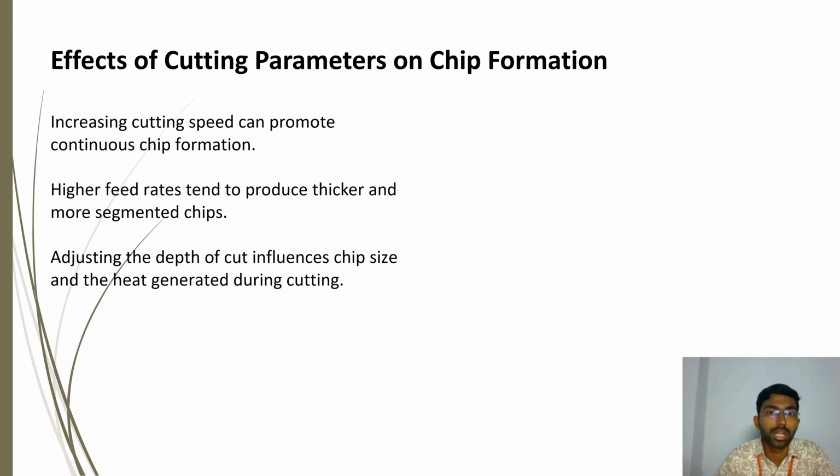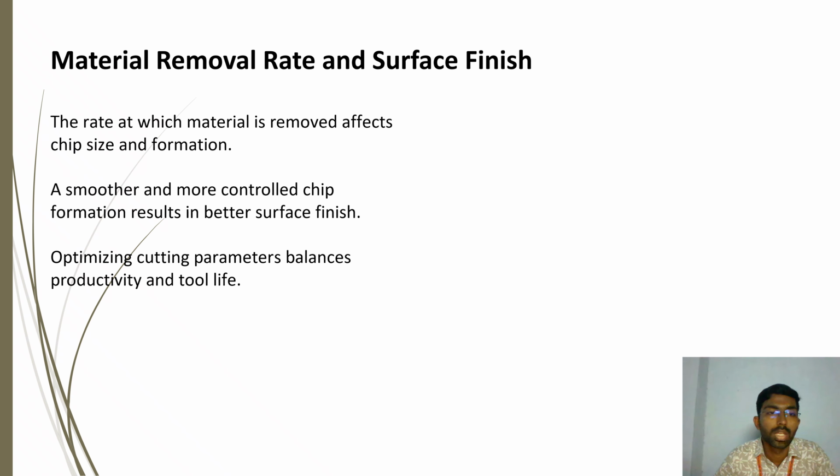Effects of cutting parameters on chip formation. Increasing cutting speed can promote continuous chip formation. Higher feed rates tend to produce thicker and more segmented chips. Adjusting the depth of cut influences chip size and the heat generated during cutting.